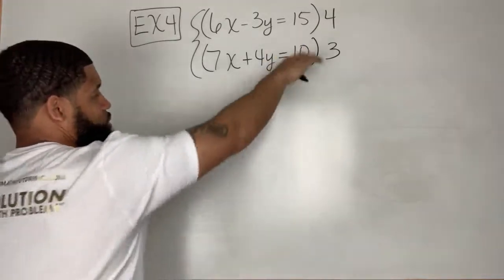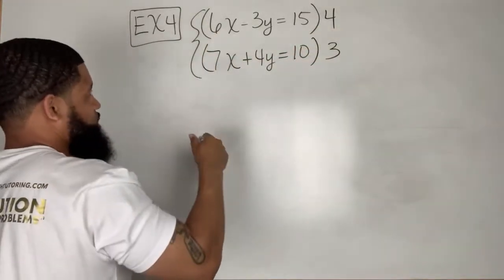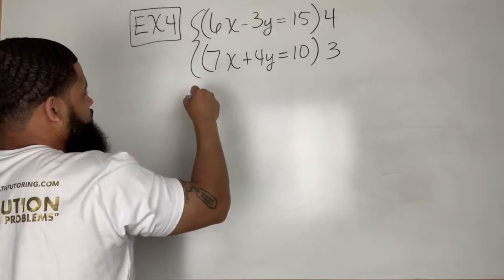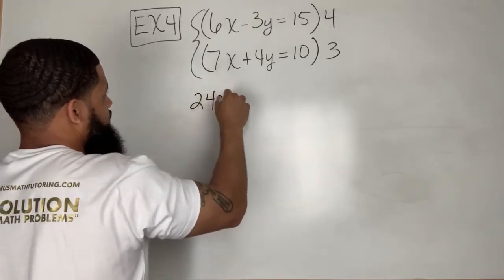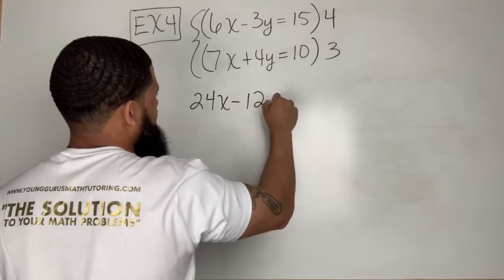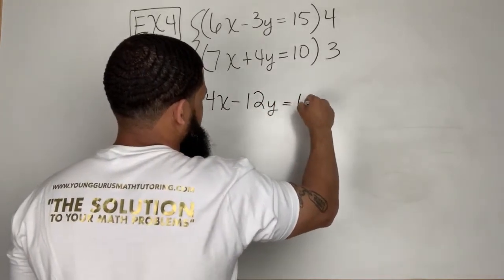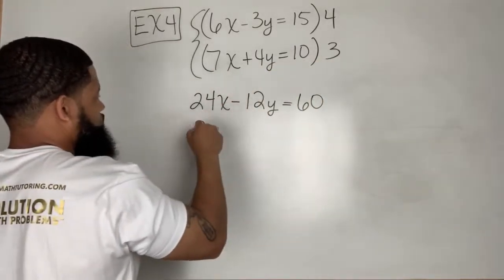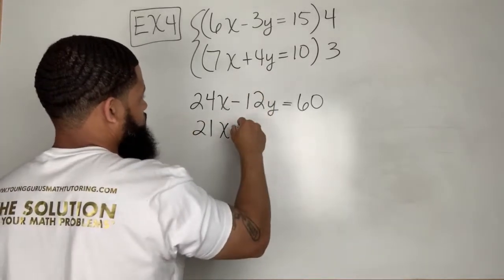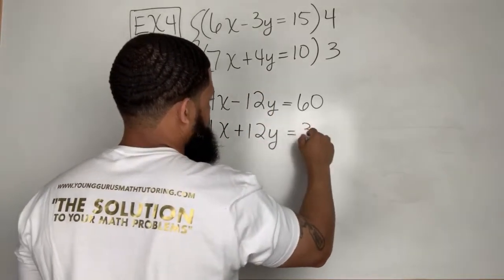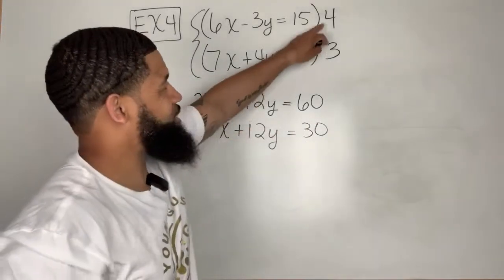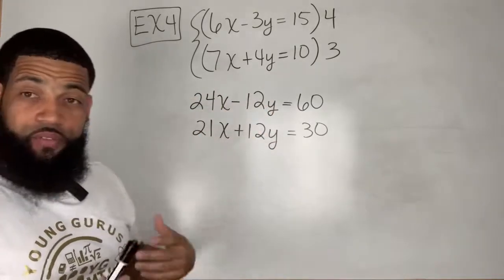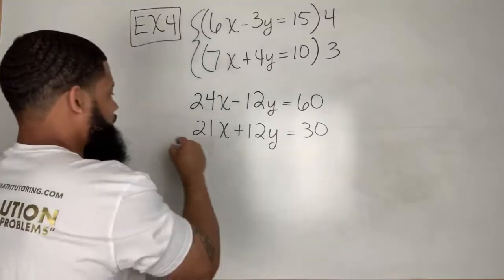Even though I put it on the right side because of space, watch how this goes. If I multiply by 4, I have to distribute it to everything. So I get 6x times 4, which is 24x minus 12y equals 60. And then here I get 7x times 3, which is 21x plus 12y equals 30. I multiplied these by those two numbers simply because I wanted to eliminate the y. Now I can add these together.